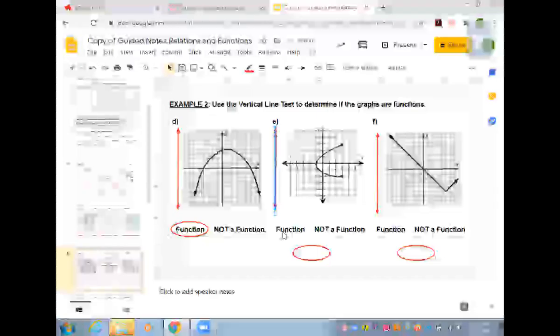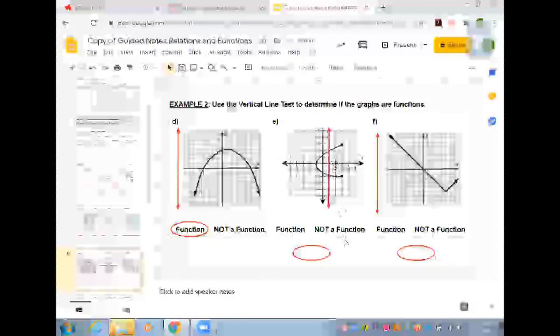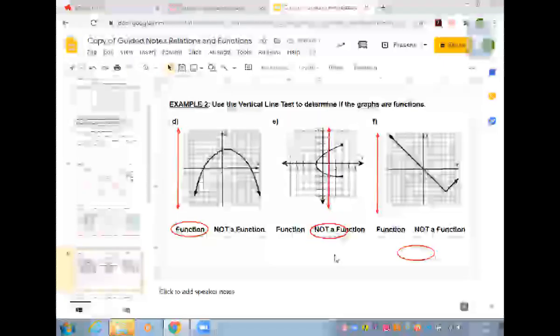Okay, going to E. Grab my vertical line. I'm going to move it across. Look, what's happening? Is it hitting it twice? Yeah, right there. Right, it's hitting it here and it's hitting it here. So what does that mean? Not a function. And that vertical line is hitting that curve twice at the same time.